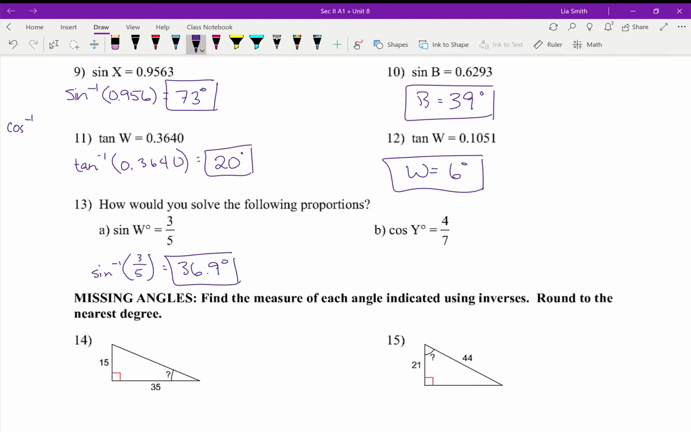Okay, if we were to do part B, the exact same thing. So we have cosine, so we would do inverse of cosine of 4 over 7. And if you put that in your calculator correctly, you would get 55.2.